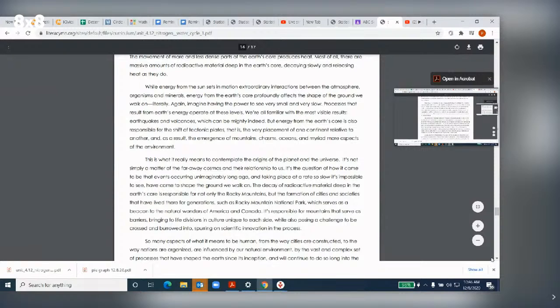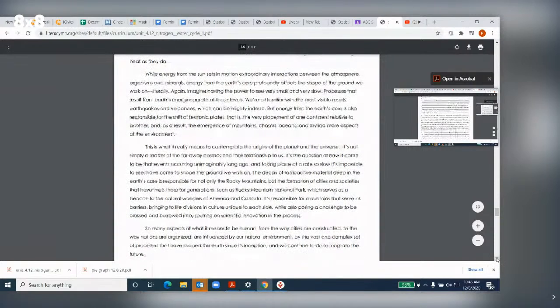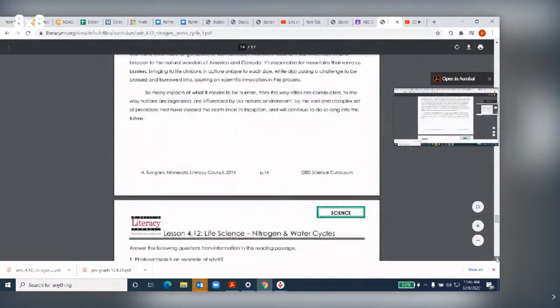So many aspects of what it means to be human, from the way cities are constructed to the very way nations are organized, are influenced by our natural environment, by the vast and complex set of processes that have shaped the earth since its inception, and will continue to do so long into the future.